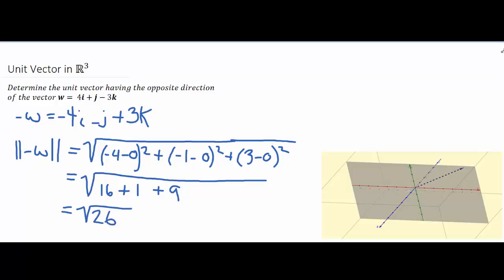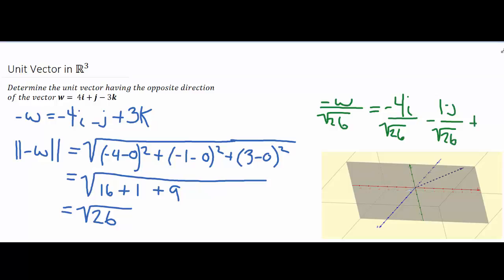Then I'll take negative w and divide it by the square root of 26, and that'll give me the unit vector. So negative 4i divided by the square root of 26, minus 1j all over the square root of 26, plus 3k all over the square root of 26. There I have my unit vector in the opposite direction of my original vector w.